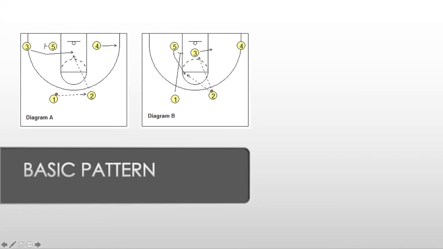You have the cross screen that took place right here. And then right after the cross screen, 5 is coming up off of a down screen, right? And that screening combination in basketball is used a lot. Cross screen, down screen, cross screen, down screen.